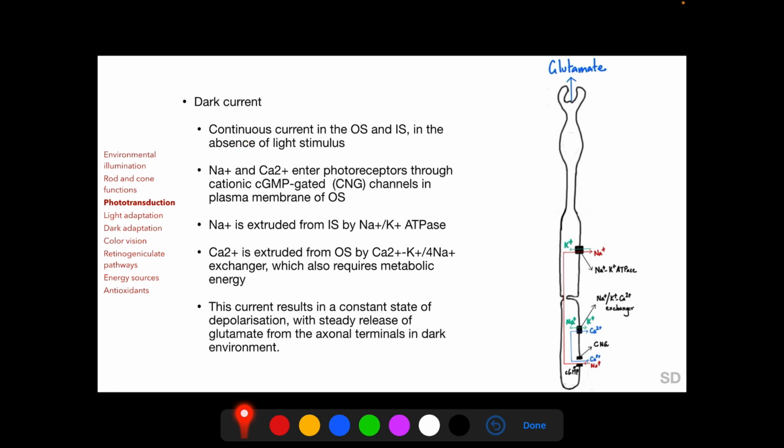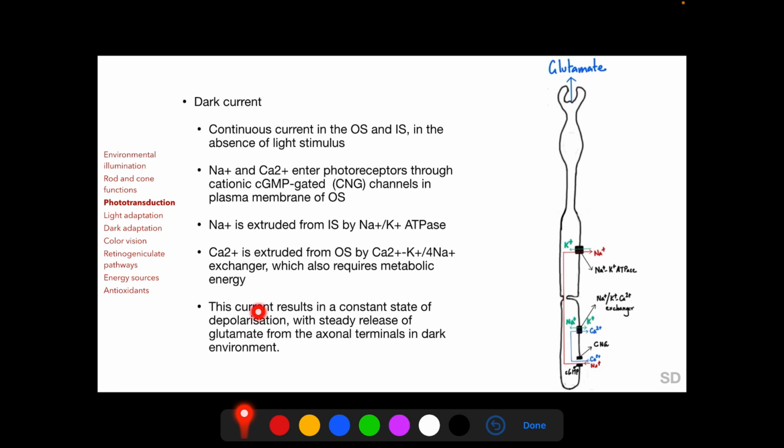In the dark current, sodium and calcium ions enter photoreceptors through cationic cGMP-gated or CNG channels in the plasma membrane of the outer segment of the photoreceptors. The sodium ions are then extruded from the inner segment by sodium-potassium ATPase, and the calcium ions are extruded from the outer segment by the calcium, potassium and sodium exchanger, which also requires metabolic energy.